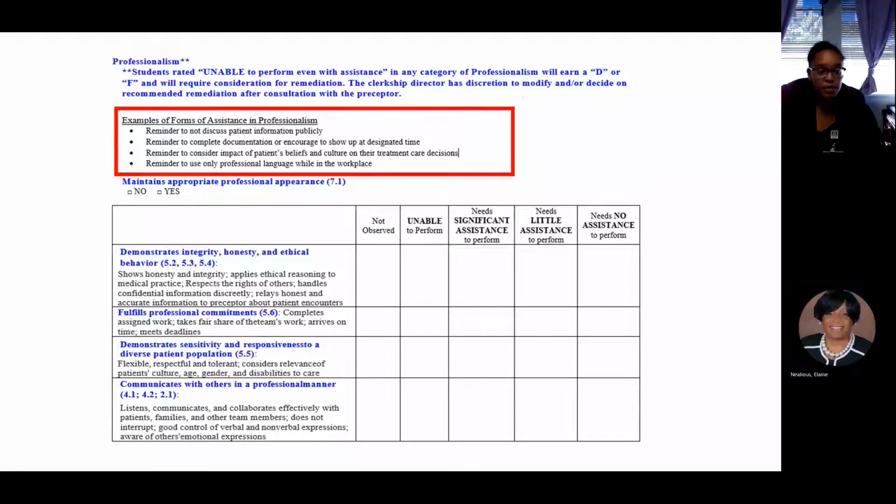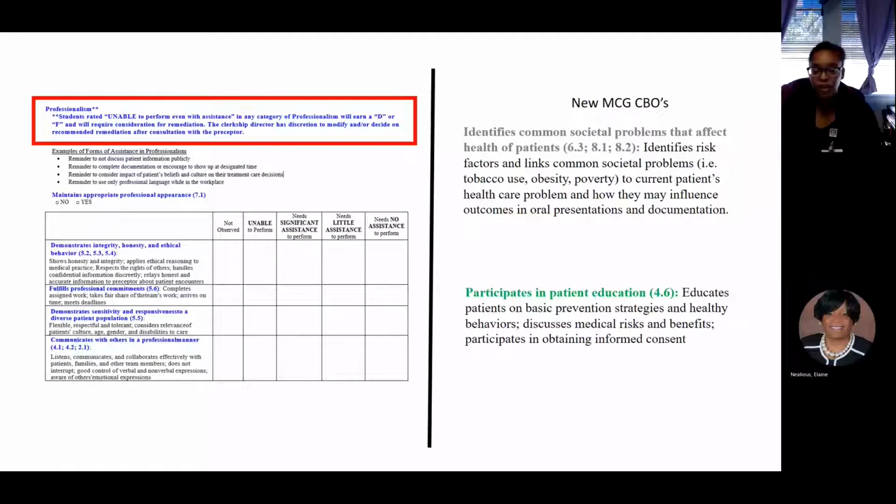The competency-based objectives that you are evaluating your students on may look fairly familiar, but there are a few things that I want to point out. Professionalism continues to remain a key area where we expect consistent excellence from our students. Therefore, if any student needs significant assistance or is unable to perform in any domain of professionalism, they will earn a D or an F in the clerkship and will require consideration for remediation. There is addition of new competency-based objectives to this form as well.